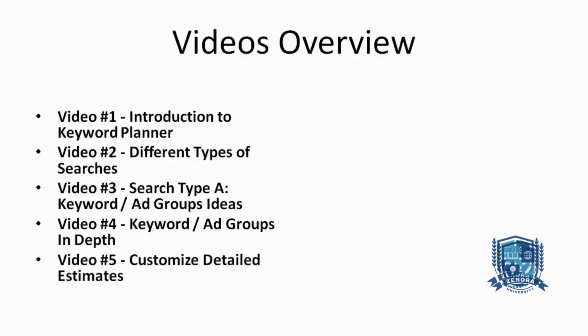Then I'm actually going to show you how to customize detailed estimates, which is a little tool that is part of the Google Keyword Planner that allows you to figure out, okay, this is my budget, this is how much I want to bid for these keywords, what is it going to cost me, how many clicks am I going to get, and things like that.